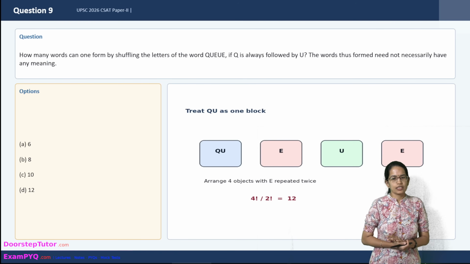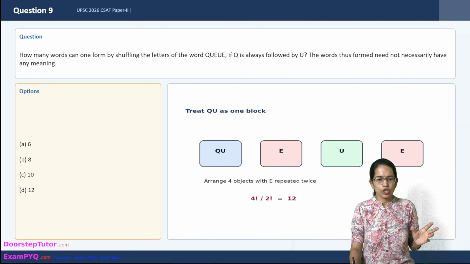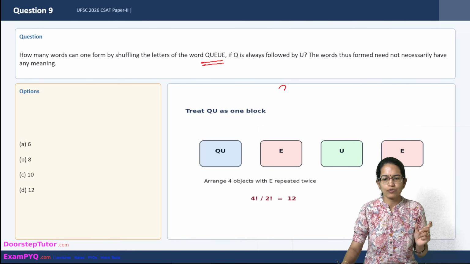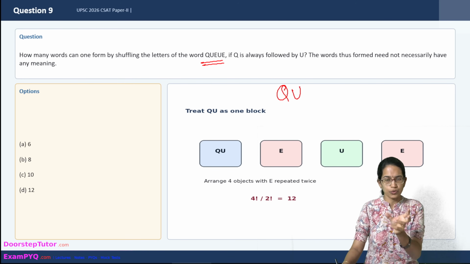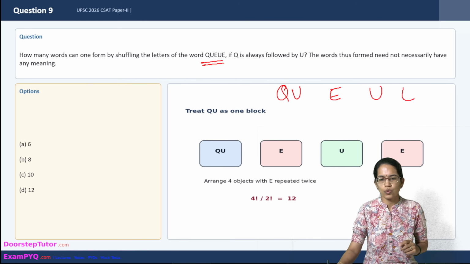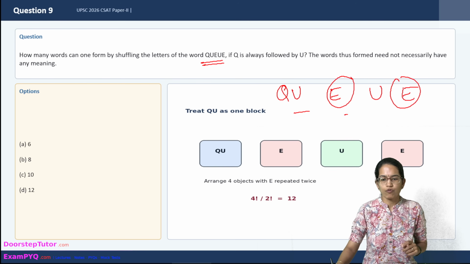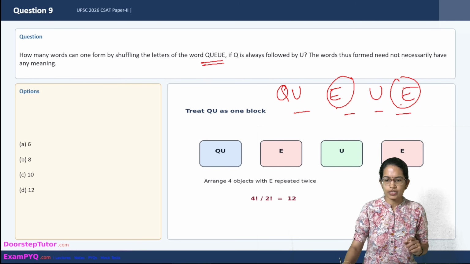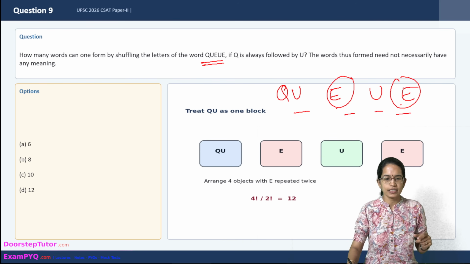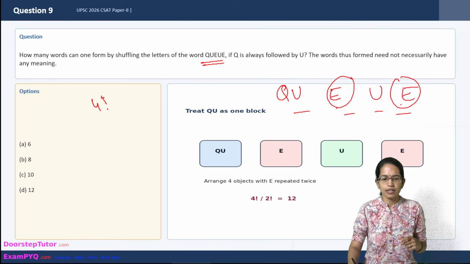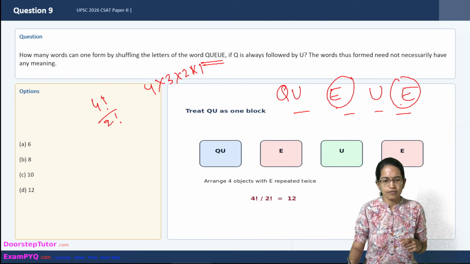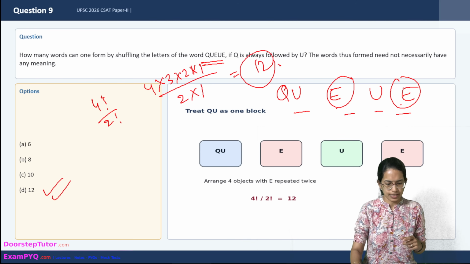The next question is, we have the set of words Q. Now from this Q, I have to always keep Q and U together. I can keep E, U and E separately, but E is repeated twice, right? So there are 4 different items and 1 repeated twice. So what could be the form of combinations? It would be 4 factorial by 2 factorial, that is 4 into 3 into 2 into 1, divided by 2 into 1. I solve it, I get 12. So 12 would be the correct answer here.